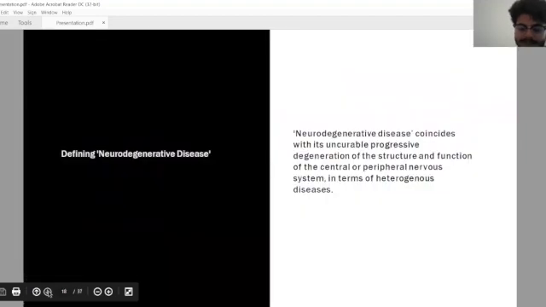Okay, so before we go into more description and the targeted topics that we are going to cover eventually, the term needs a bit of explaining. So the term neurodegenerative disease does have a connotation behind it, which does coincide with its incurable progressive degeneration of the structure and function of the central or peripheral nervous system in terms of heterogeneous diseases. So it's an amalgamation of diseases that are not really stoppable in any sense.